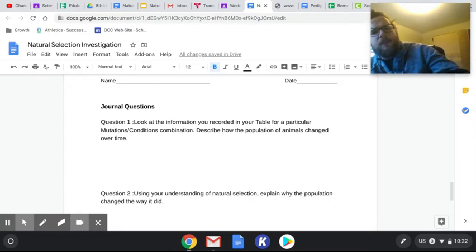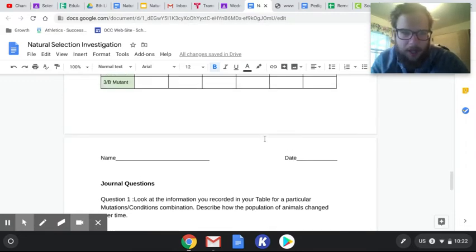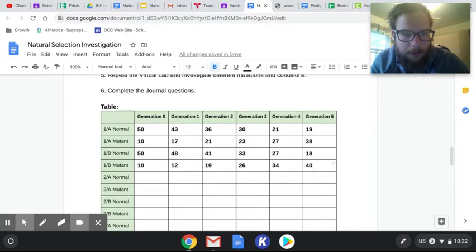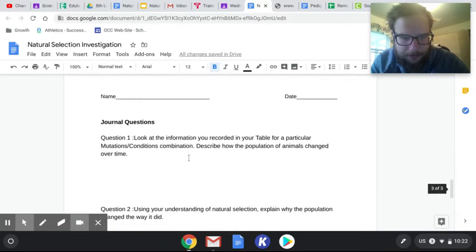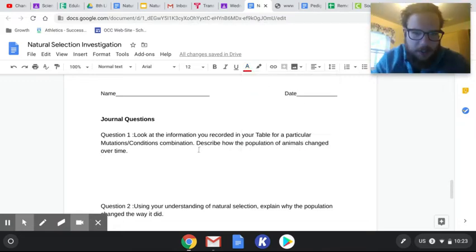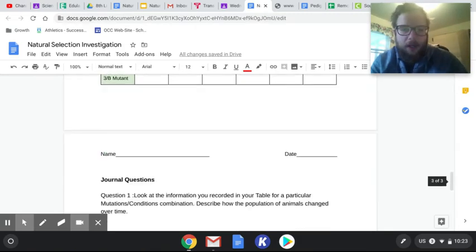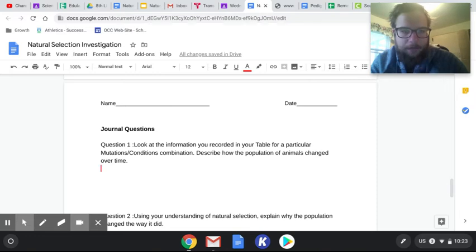So question 1 says, look at the information you recorded in your table for a particular mutation/condition. Describe how the population of animals change over time. I only filled out the first few, so I'm going to talk about 1A. And let me put this in red here so you can see it clearly. So it says, what's this question want? How did the population of animals change? How did they change over time? So let's talk about 1A mutants and 1A normal.